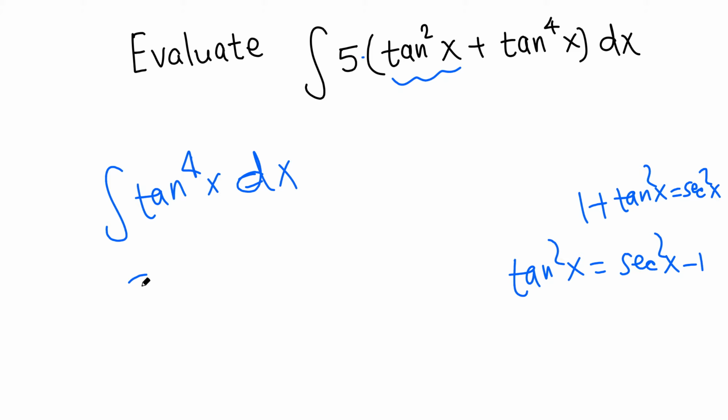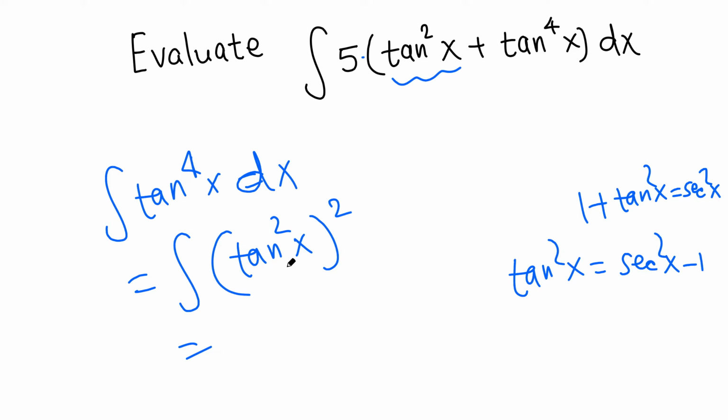Okay, that is tangent squared. And tangent squared is pretty much secant squared minus 1, that quantity squared. Then we will have secant to the fourth. That's not helping. And we know that the derivative of tangent is secant squared. How about writing tangent to the fourth as tangent squared times tangent squared?